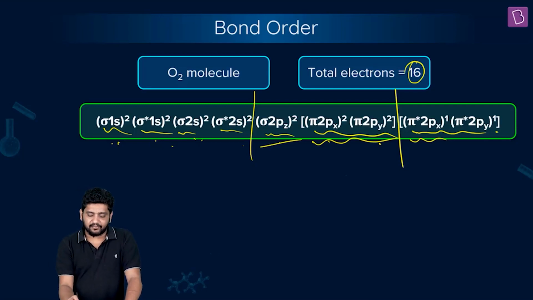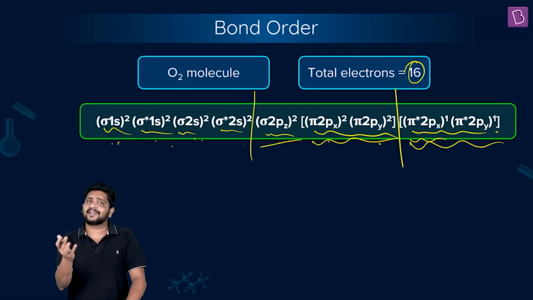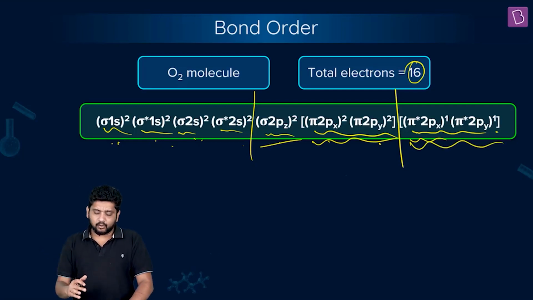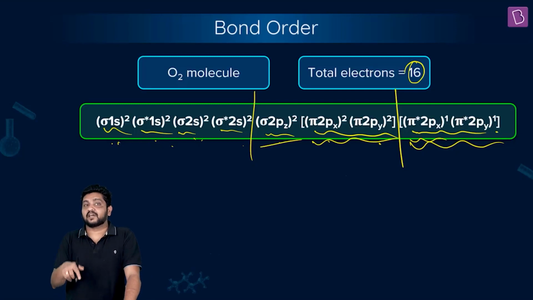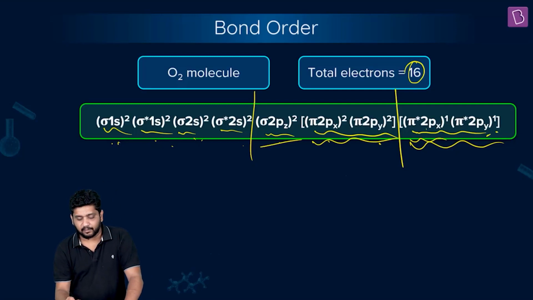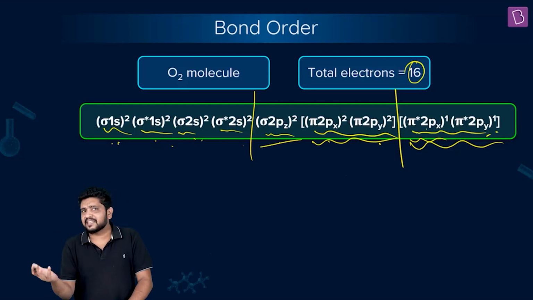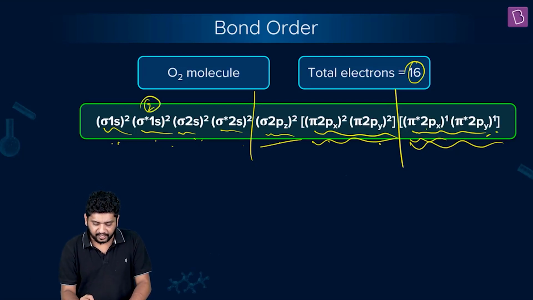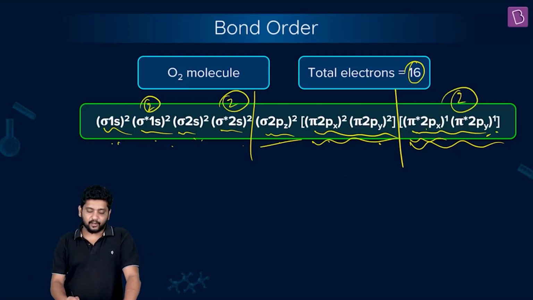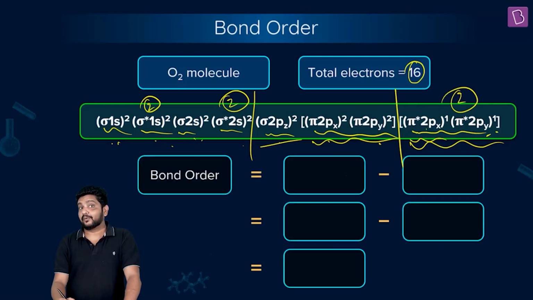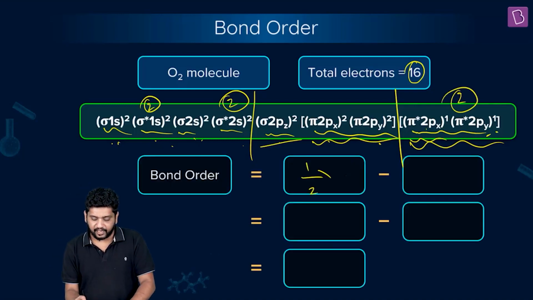After that, if I'm looking at pi star, they are degenerate, they have the same energy. So Hund's rule of maximum multiplicity works here. I can't put 2 electrons into pi star 2px. I'll have to put pi star 2px1 and pi star 2py1. But that doesn't affect our bond order calculation. It's just a side topic I'm discussing. If I look at the anti-bonding electrons, I can see 2 here, 2 here, and 2 more here. So out of 16, 6 are anti-bonding electrons, so obviously 10 of them are bonding electrons. So half of 10 minus half of 6, right?